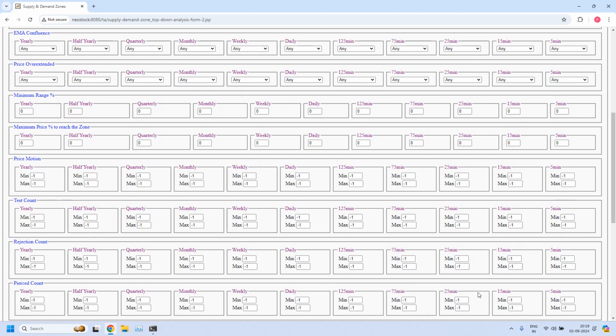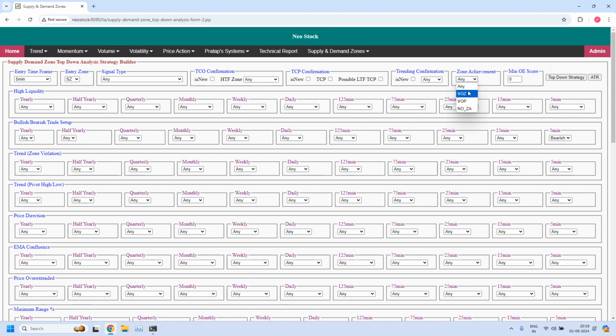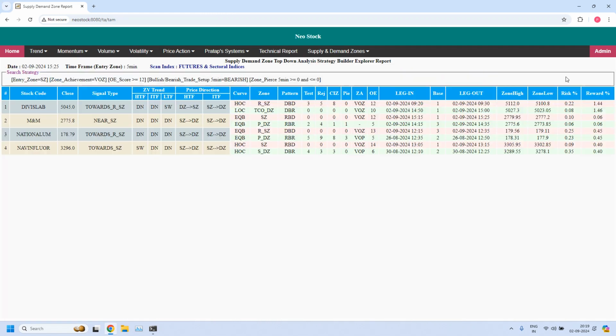So in the pierced count, 5 minutes time frame, minimum value 0, maximum value 0. And zone achievement is violated opposing zone. Minimum odd enhancer score is 12. All the 3 filters are applied to the 5 minutes supply zone. 4 stocks are currently supporting a bearish trade setup for hourly income trade.